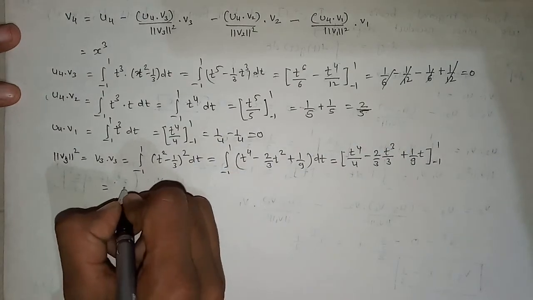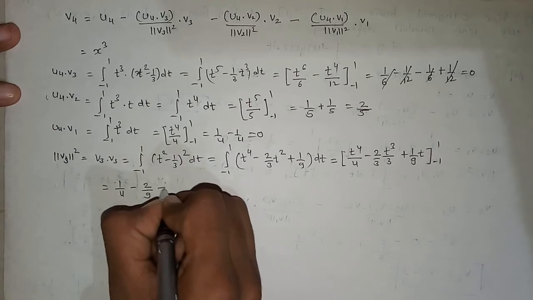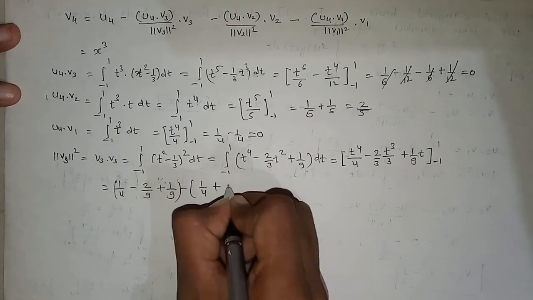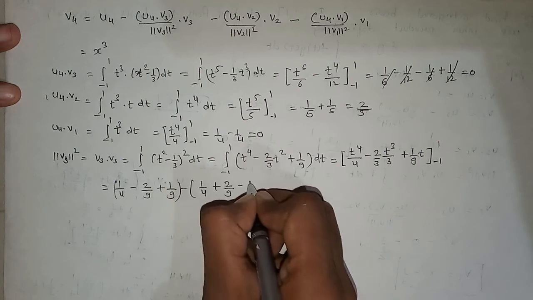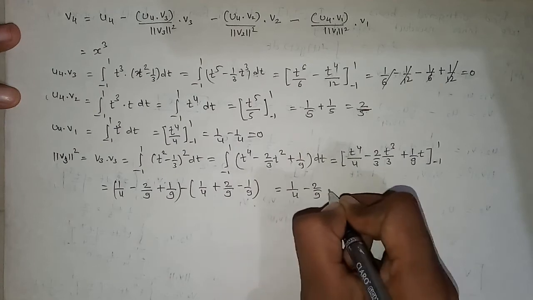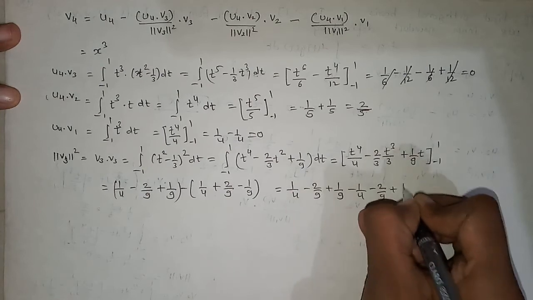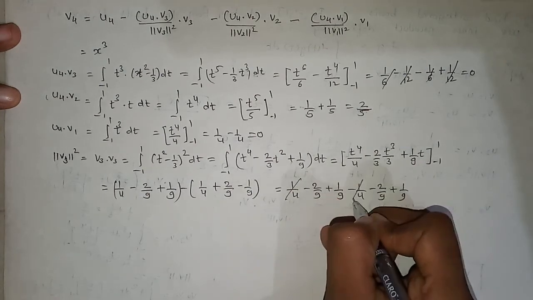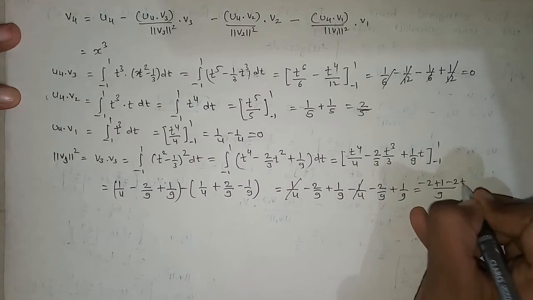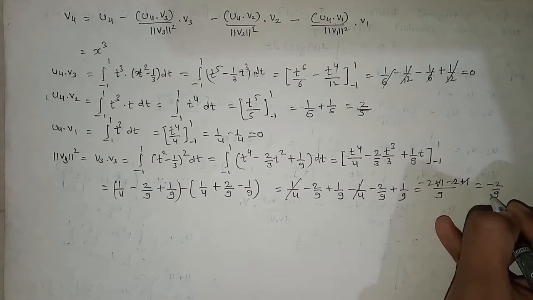So on putting 1 and minus 1, 1 by 4 minus 2 by 9 plus 1 by 9 minus 1 by 4 minus minus plus 2 by 9 minus 1 by 9. So we are getting answer as 1 by 4 minus 2 by 9 plus 1 by 9 minus 1 by 4 minus 2 by 9 plus 1 by 9. So these two terms get cancelled and we are getting this as 9 minus 2 plus 1 minus 2 plus 1. So this gets cancelled. So minus 2 by 9 as norm of V3's.